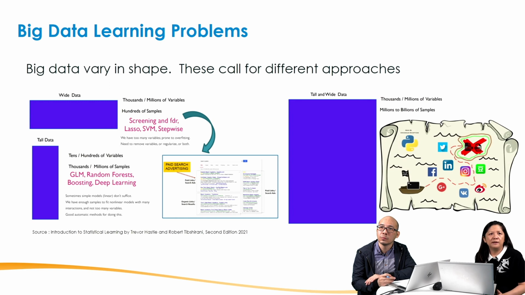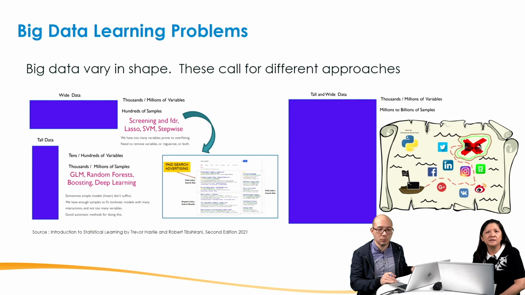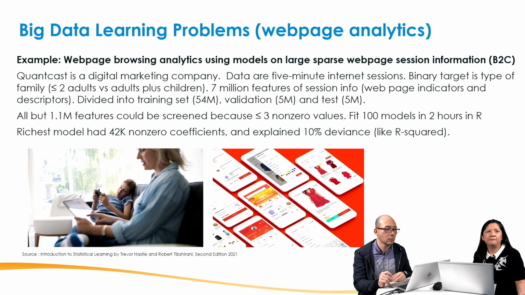If you have many columns of text, but maybe only a few hundred samples, for example. Of course, last but not least is tall and wide data, meaning you have thousands to millions of variables. In this case, we will need more efficient ways, including maybe subsetting the variables or subsetting the samples. Okay, so I'll just wrap up with a few examples in the big data learning problems.